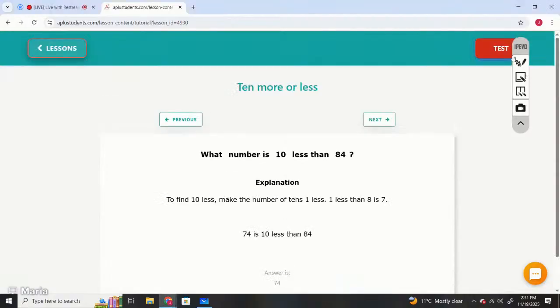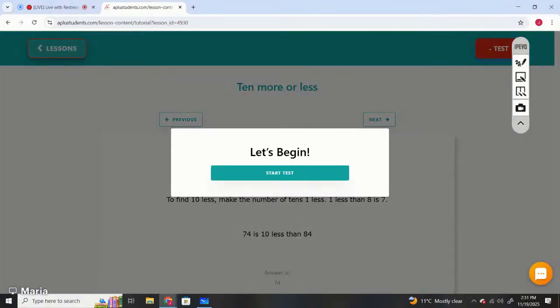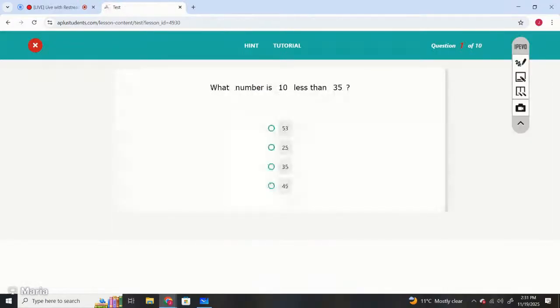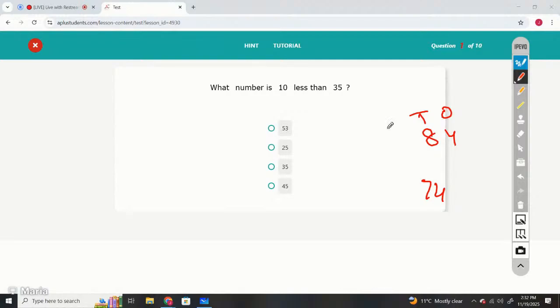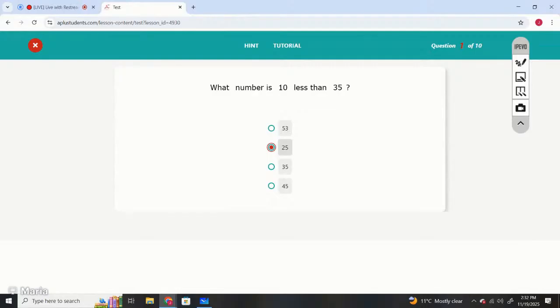Let's just start with the test questions. What number is 10 less than 35? So the digit at the tens position is 3, right? So 1 less means you just have to subtract 1 from the tens digit. So 3 minus 1 is 2. So that is 25. The correct option is 25. Option number 2 is the correct option. That is 25.